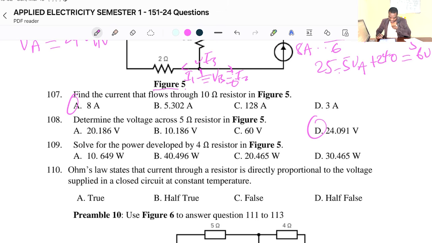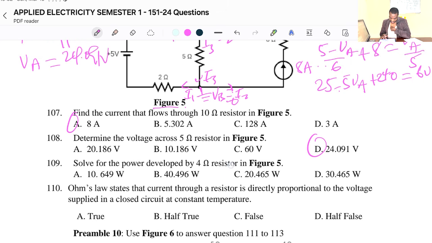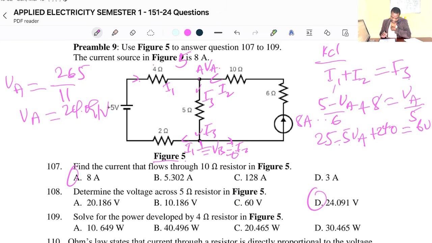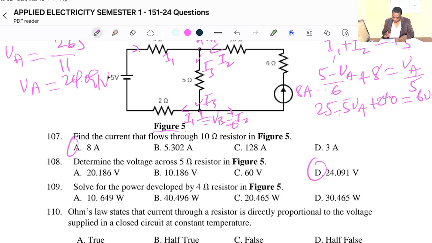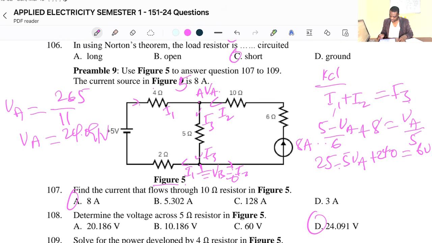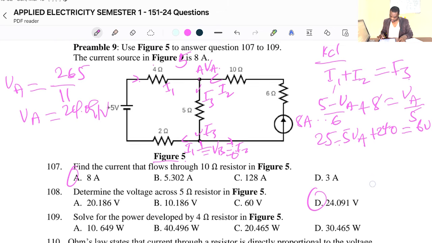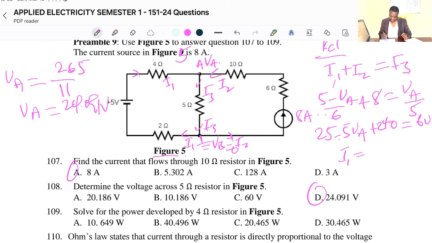Solve the power dissipated by the 4 ohms resistor. To get the power dissipated by the 4 ohms resistor, which is here, first let me get the current. What will be the current? We know I1 is equal to 5 minus VA over 6. So I can write here I1, which is the current passing through the 4 ohms: 5 minus 24.091 divided by 6.